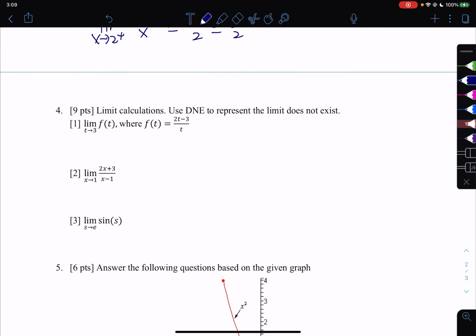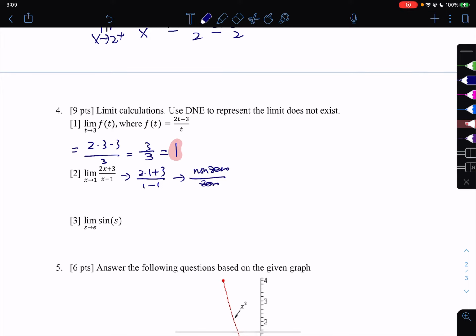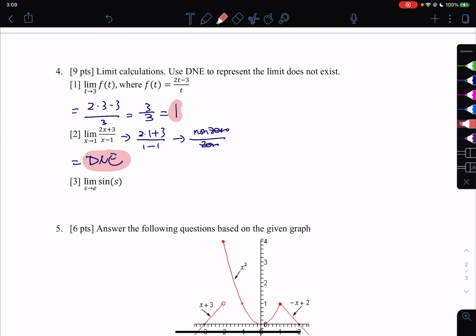In order to find the limit of my function by doing a simple substitution, it is 2 times 3 minus 3 over 3, which is 1 as my final answer. The next problem, if I try substitution, I realize it's 2 times 1 plus 3 over 1 minus 1, which is non-zero over 0. So I end up with does not exist. And my last problem is a continuous function, so it's just a matter of simple substitution. So I end up with sine of e as my final answer.